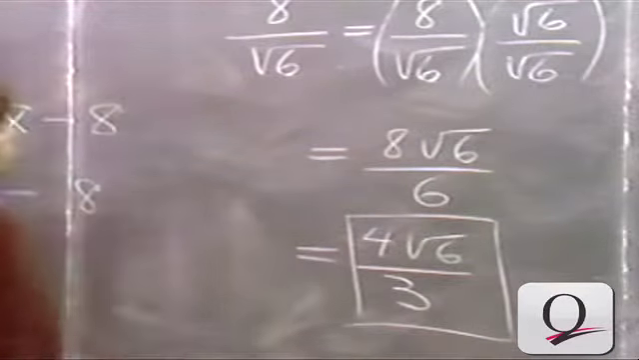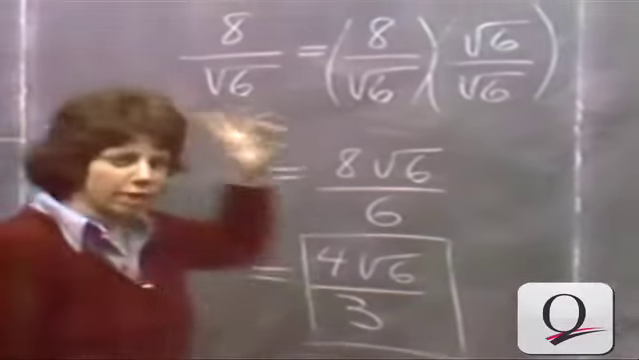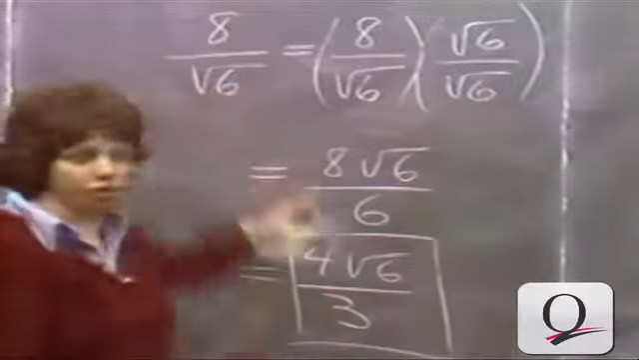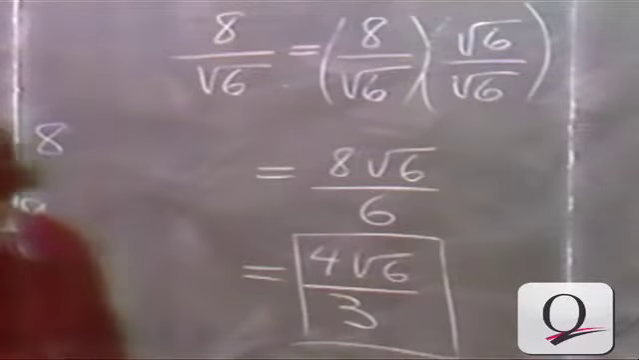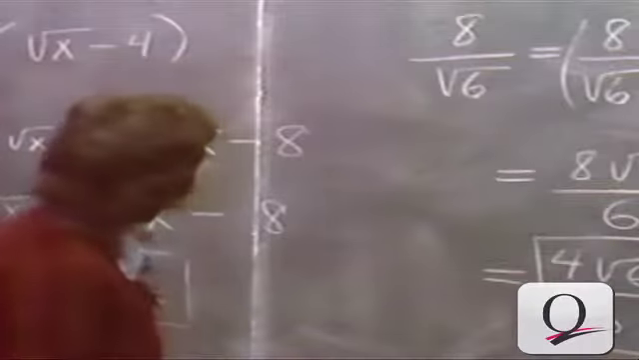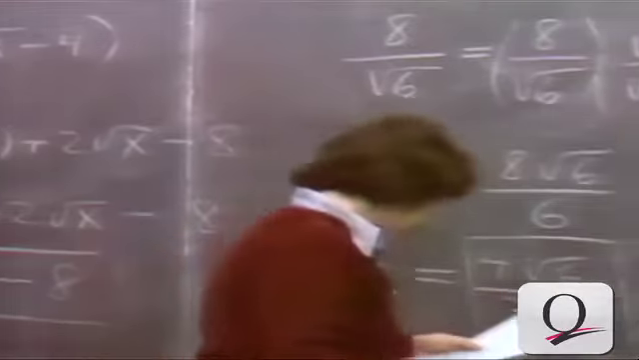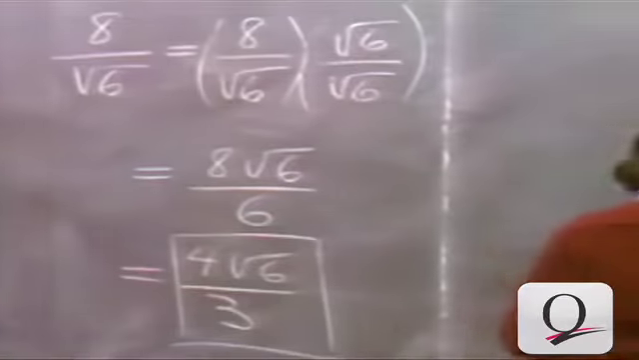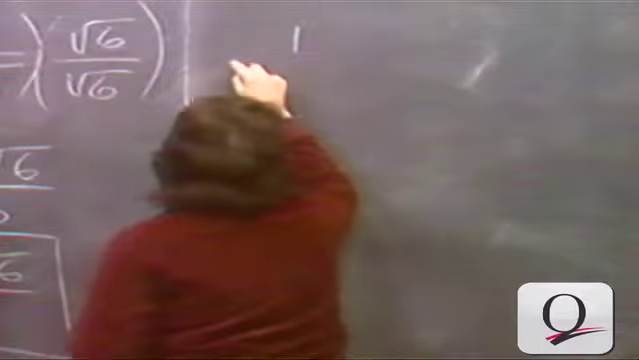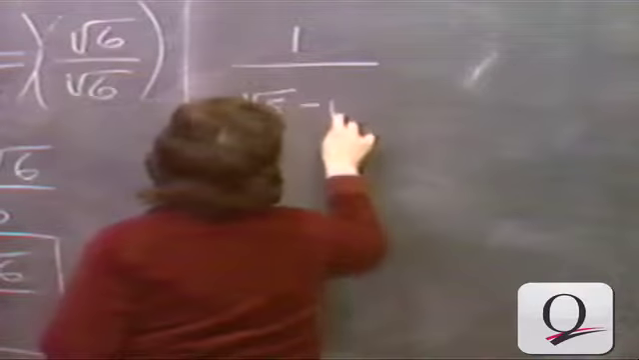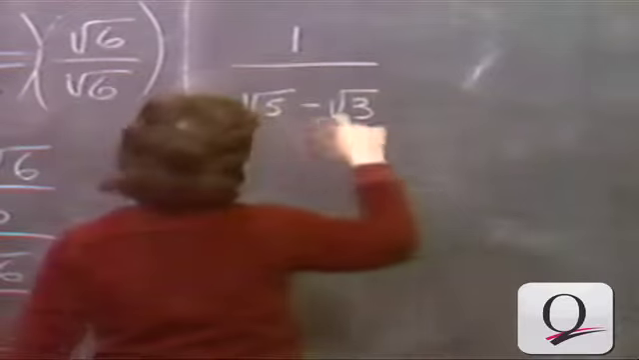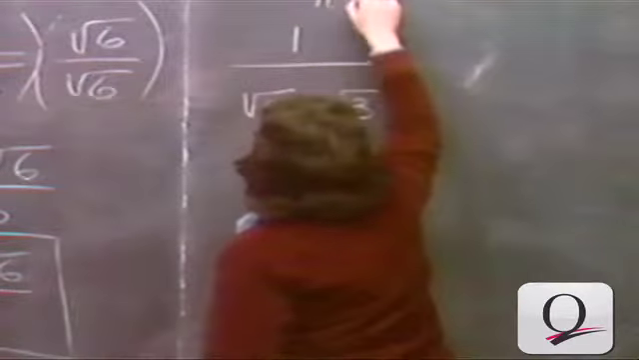Okay, now this was a simple problem in rationalizing the denominator because the denominator only had one term. That is the square root of 6. It's a little trickier to rationalize the denominator when there's more than one term in the denominator. Let me give you an example of rationalizing a binomial. Let's say we had 1 over the square root of 5 minus the square root of 3, and we want to rationalize the denominator.